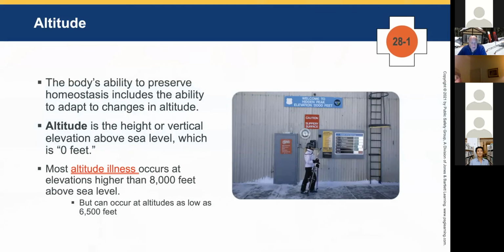The body's ability to preserve homeostasis includes the ability to adapt to changes in altitude. Altitude is the height or vertical elevation above sea level, which is 0 feet. Most altitude illness occurs at elevations higher than 8,000 feet above sea level, but can occur at altitudes as low as 6,500. I believe this picture is the top of the tram at Snowbird. I noticed the Snowbird logo. I used to live in Salt Lake as well, and this looked pretty familiar.